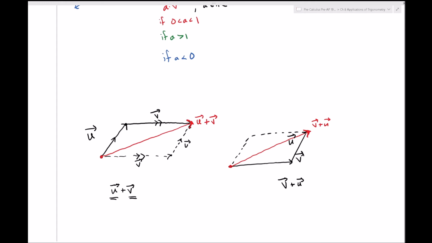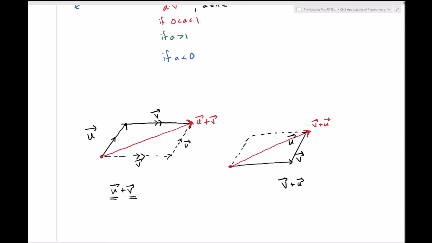So what's going to end up being the case is that the order in which we add two vectors does not matter. We call that a commutativity property. So vector addition is commutative. It doesn't matter what order we write them. So I could say U plus V is equal to V plus U. Geometrically, they're the exact same thing. So that's vector addition.